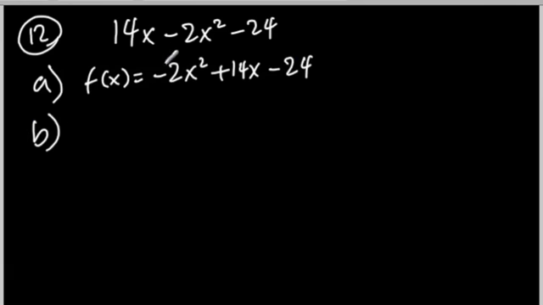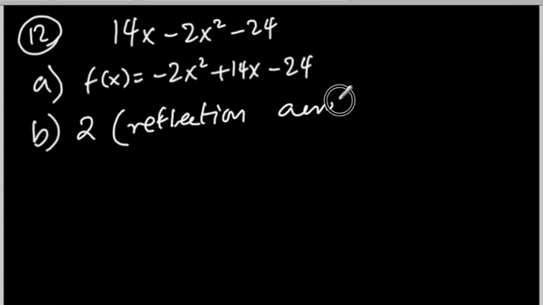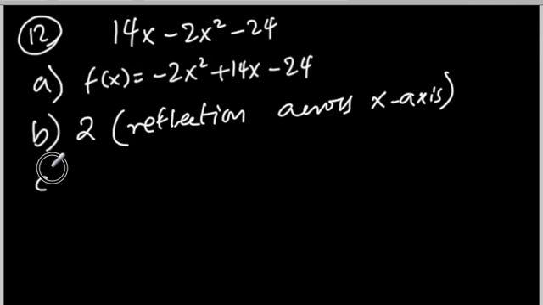Now B says find the vertical stretch. The vertical stretch is not negative 2, it's simply 2, but the negative tells us that there's a reflection across the x-axis. Okay. C says find the y-intercept. That's just the constant in the standard form, so it's simply negative 24.